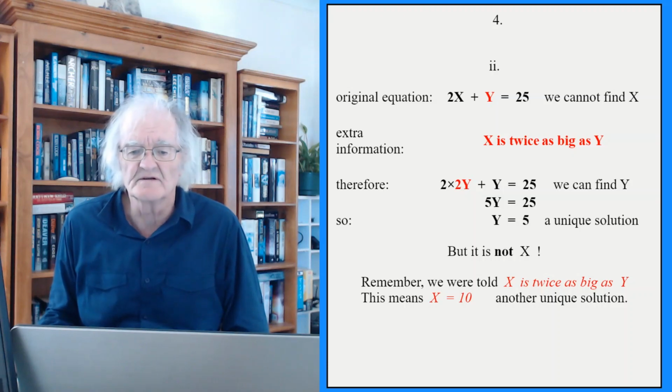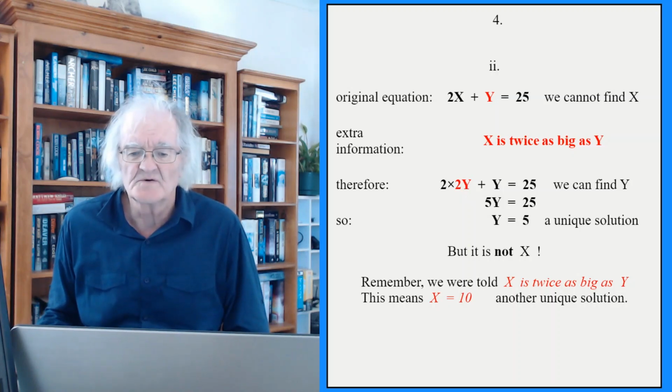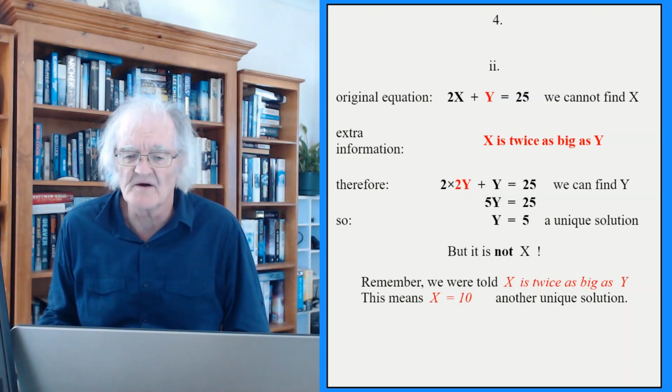If the original equation is 2x plus y is 25, as we said, we cannot find x. But if the extra information is, such as, x is twice as big as y, we can use it. Twice 2y plus y equals 25. That equation only has one unknown, whatever is represented by the letter y, and we can find its value.